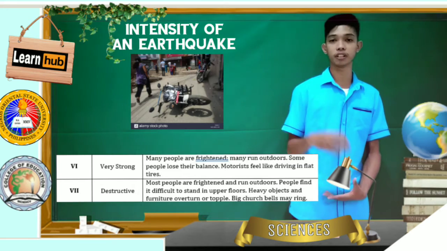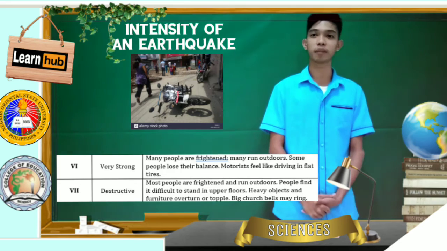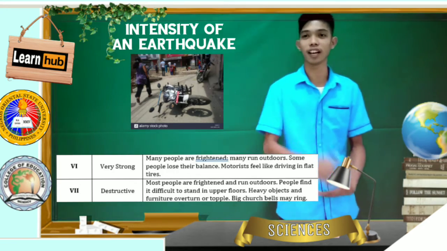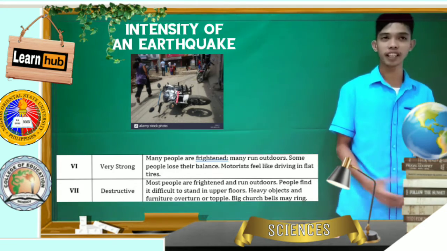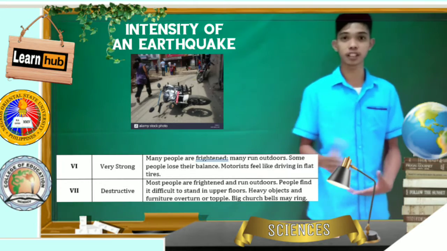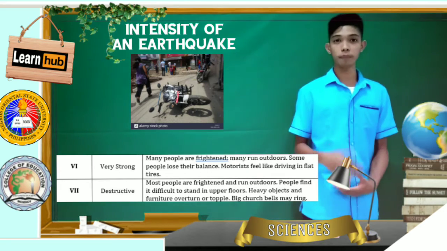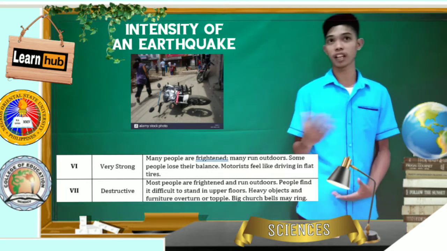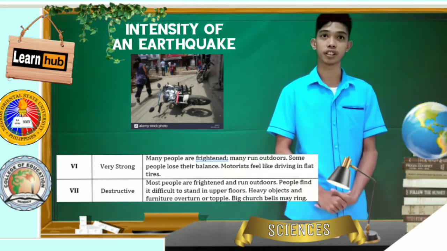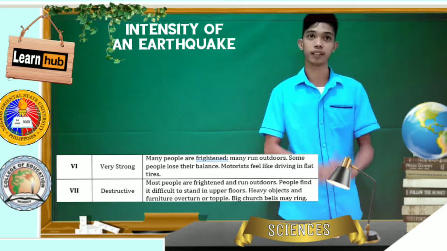Intensity scale number 7. Okay, everyone? Anyone who can read intensity scale number 7? Miss Electrona. Okay, thank you. Intensity scale number 7. Its shaking is labeled as destructive. Many people experience difficulty standing still in upper floors. Church bells are ringing because of the shaking.